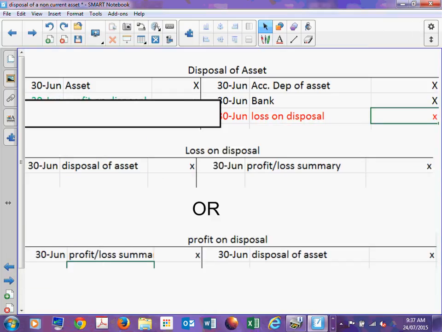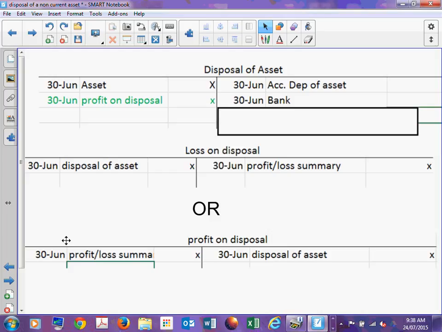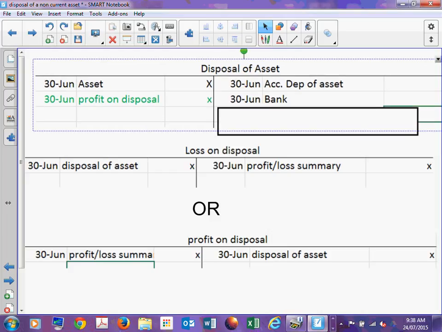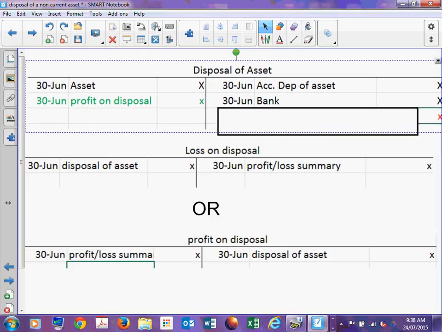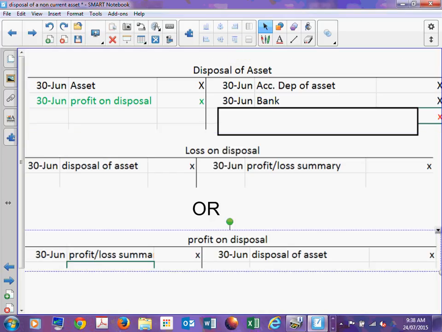Okay, the other option is that you made a profit on disposal. If you make a profit on disposal in a disposal of asset account, it gets a debit entry. So in the disposal account, when there's a profit on disposal, either draw yourself up a new account or add to it. There's a profit on disposal. And in the profit on disposal account, it gets a credit entry because it's a revenue account increasing.